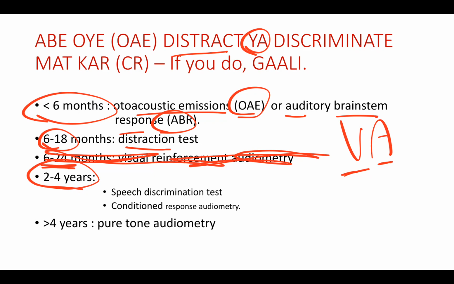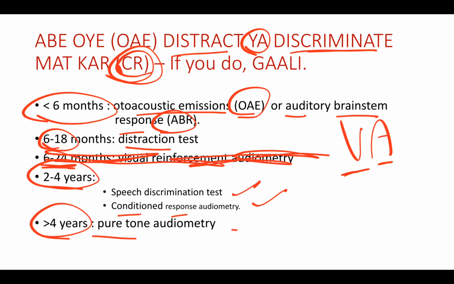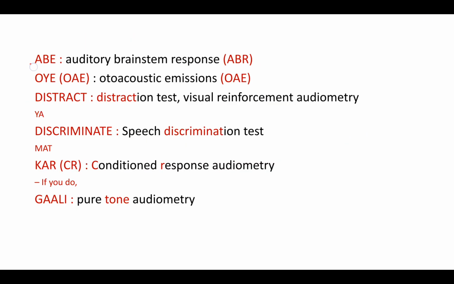2 to 4 years old, speech discrimination. Discriminate mat kar, right? Kar is nothing but CR. So discriminate, speech discrimination, kar. Conditioned response audiometry. And greater than 4, pure tone audiometry, because in that pure tone you'll give the other guy the galis, right? So again, abe oe, distract ya discriminate mat kar. Okay, अगर करेगा तो गाली पड़ेगी.